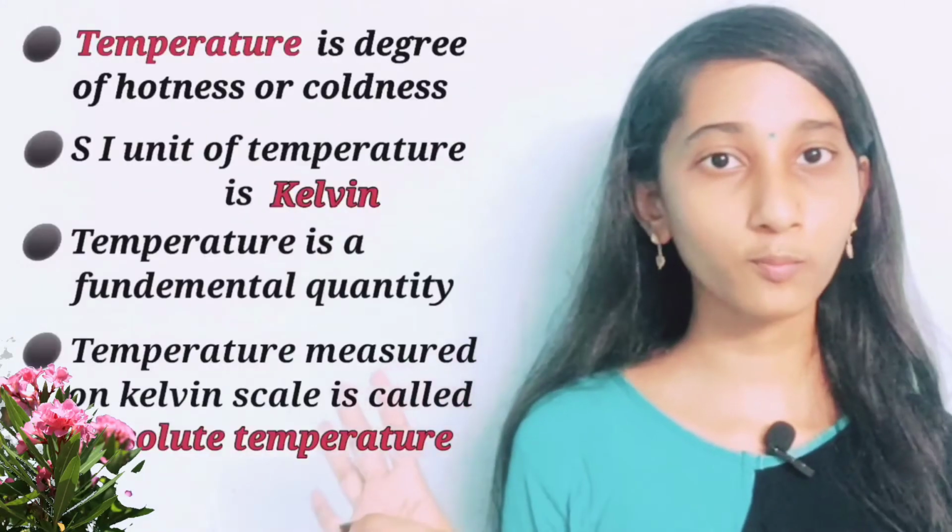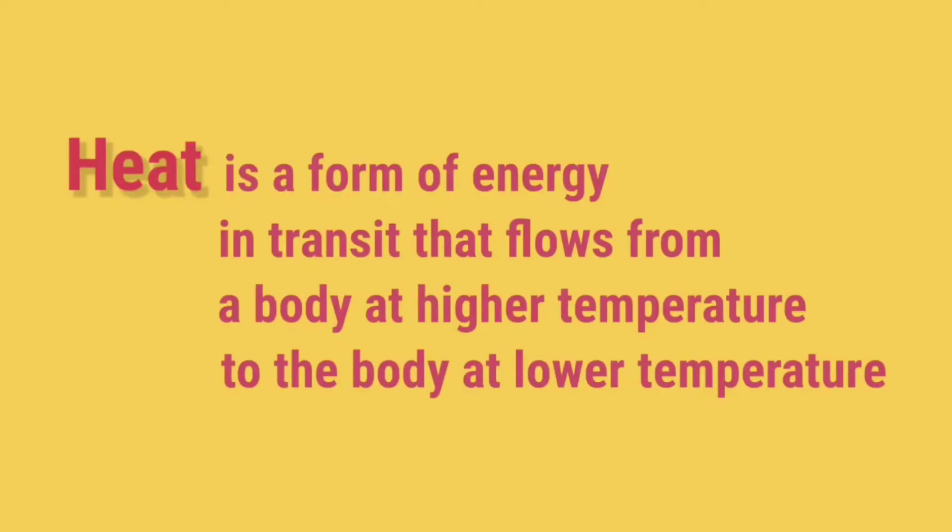Okay? This is a very short chapter and there are not many sessions for you. Just 2 or 3 sessions and it will be completed. Right? Keep in mind very carefully, these 4 points are very important. And then coming to heat. Heat is a form of energy in transit which flows from the body at higher temperature to the body at lower temperature. It means heat always flows from the higher temperature body to the lower temperature body. Okay, this is also a very easy and important definition.